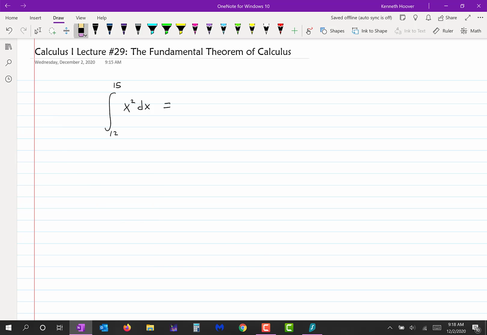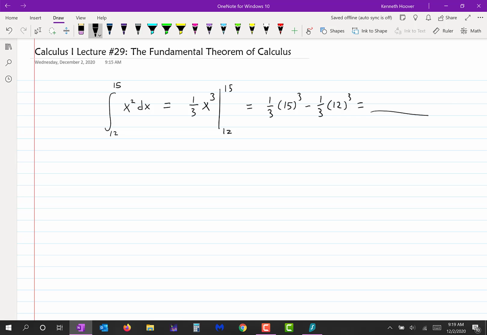you know from the lectures before that there's a faster way to do the problem, which is to write down the antiderivative of x squared, and then plug in 15 and 12. And we won't bother working it out, but the point is it would be 1/3 times 15 cubed minus 1/3 times 12 cubed, and then you would get your answer.